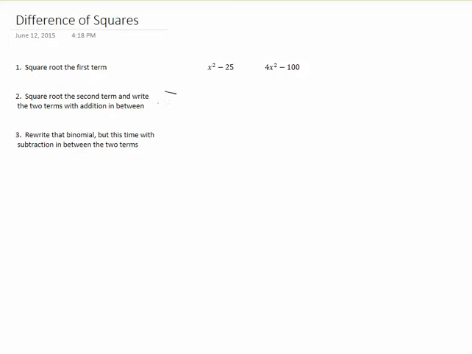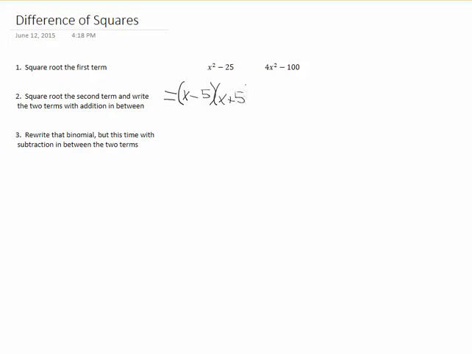We choose difference of squares as one of our types of factoring when you have two terms and they're both perfect squares. By both being perfect squares, that means that you can square root them evenly. So the square root of x squared is just x, and the square root of 25 is 5. You write that in brackets, and then you write it again in brackets with the opposite sign.